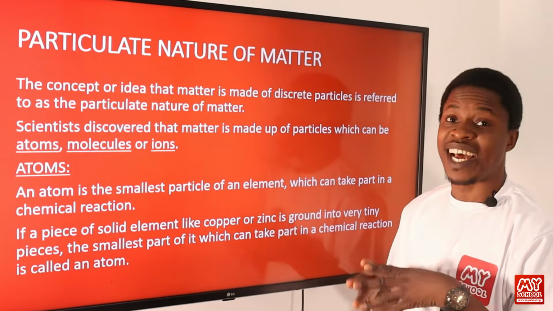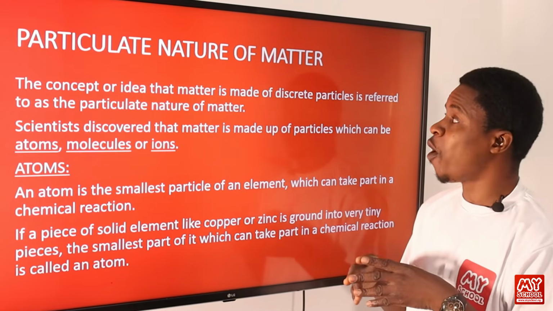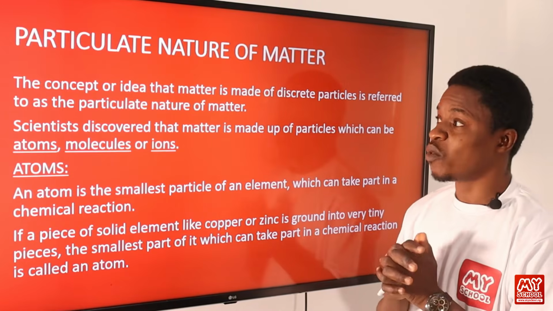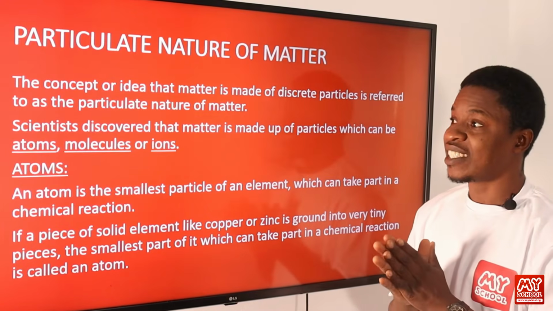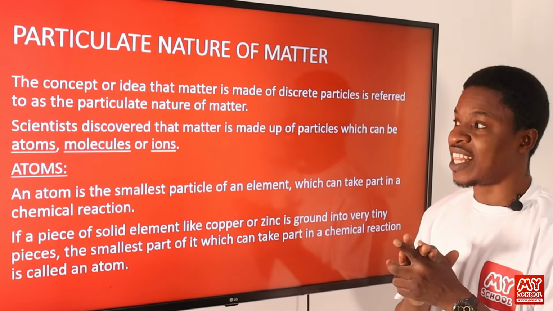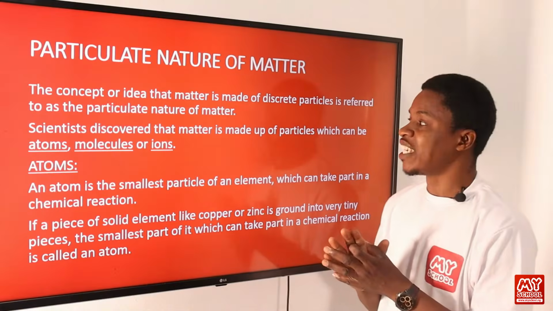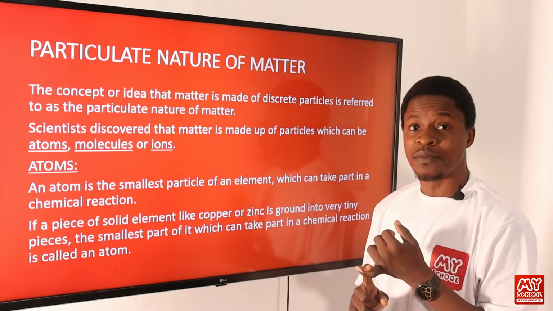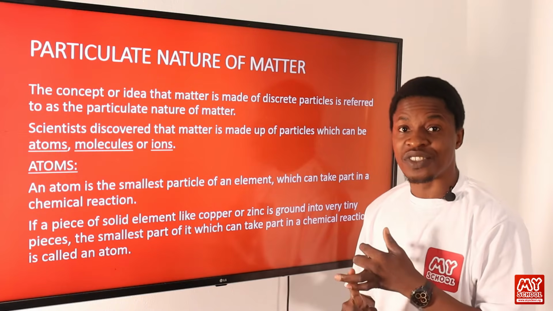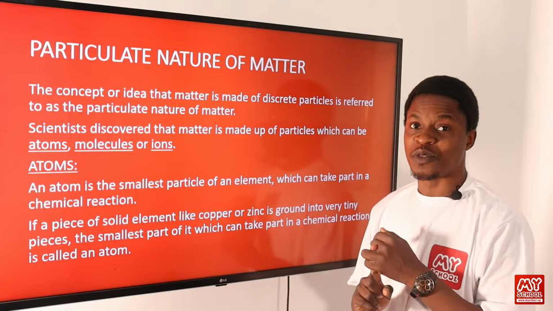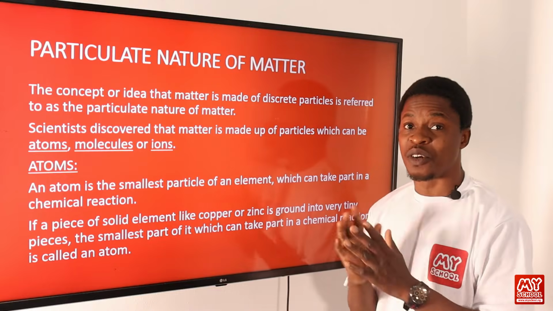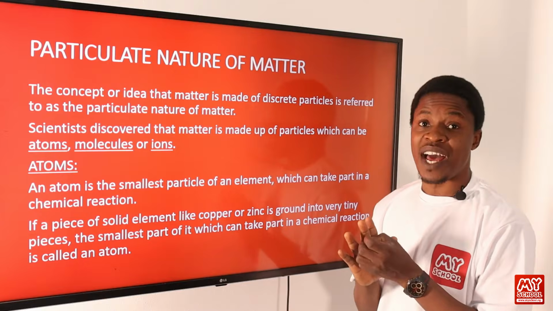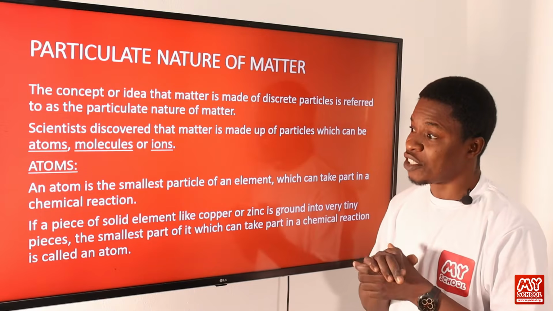The concept or idea that matter is made of discrete particles is what we refer to as particulate nature of matter. There are several scientists that worked and discovered that matter is made up of particles, which can be atoms, molecules, or ions. We'll be looking at the three of them, what the definitions of them are, and what particles we can find in them. Firstly, we'll be looking at atoms.